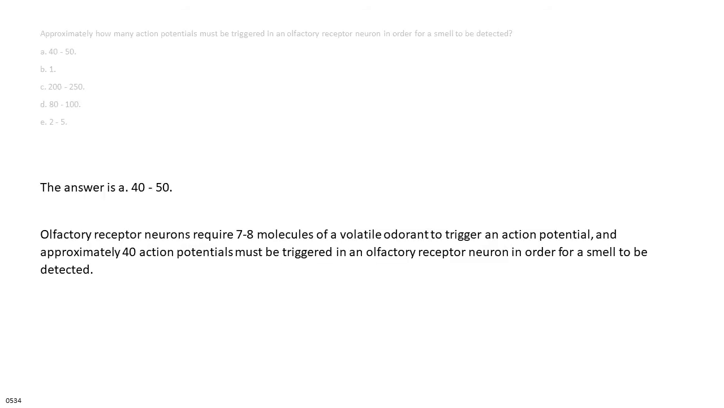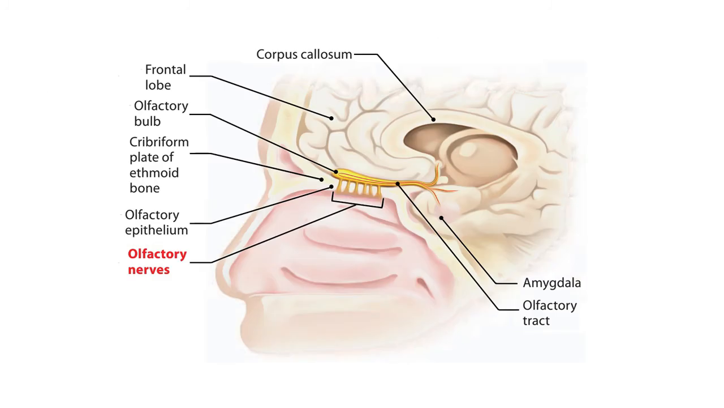The answer is A. 40 to 50. Olfactory receptor neurons require 7 to 8 molecules of a volatile odorant to trigger an action potential, and approximately 40 action potentials must be triggered in an olfactory receptor neuron in order for a smell to be detected.